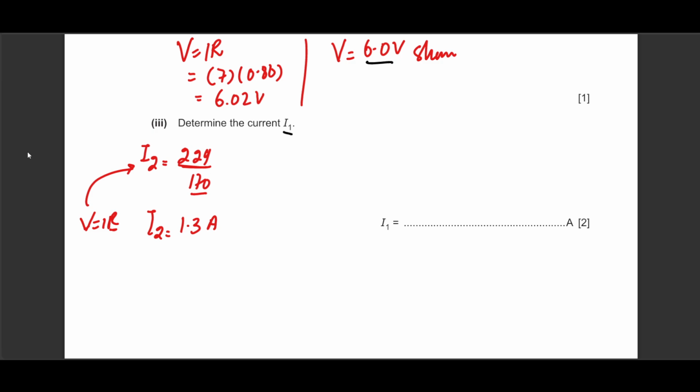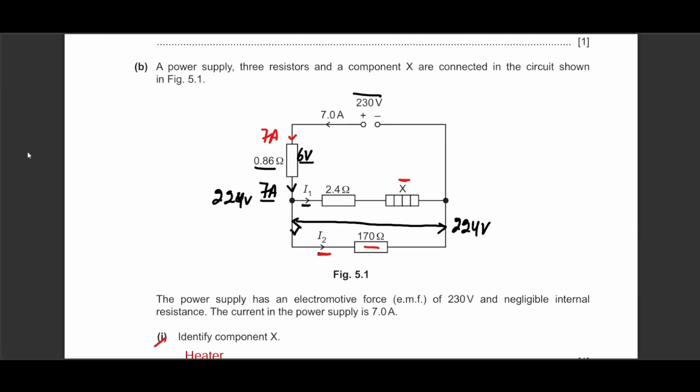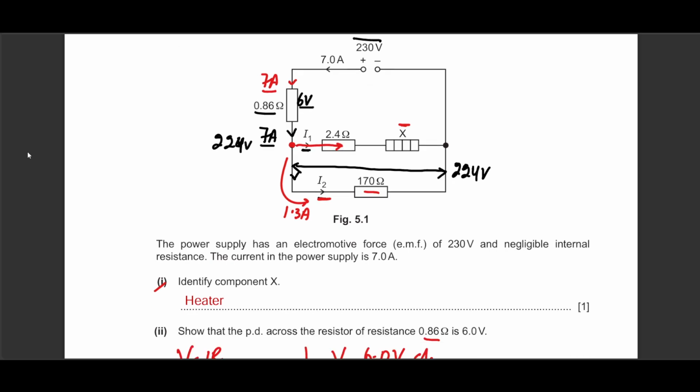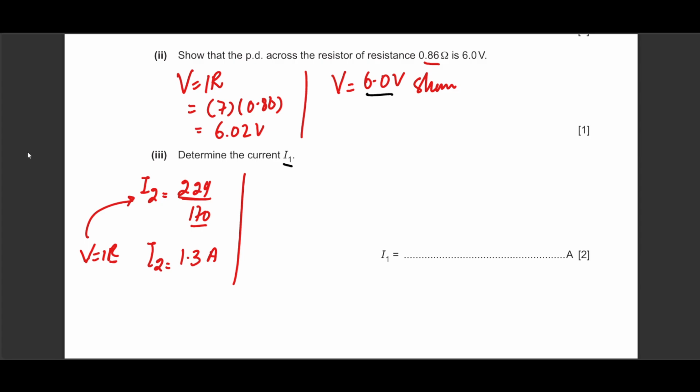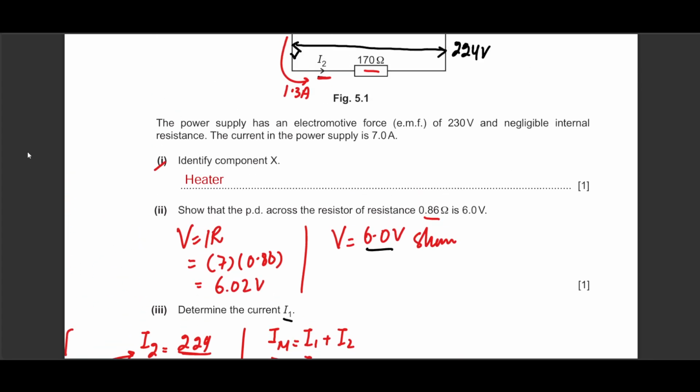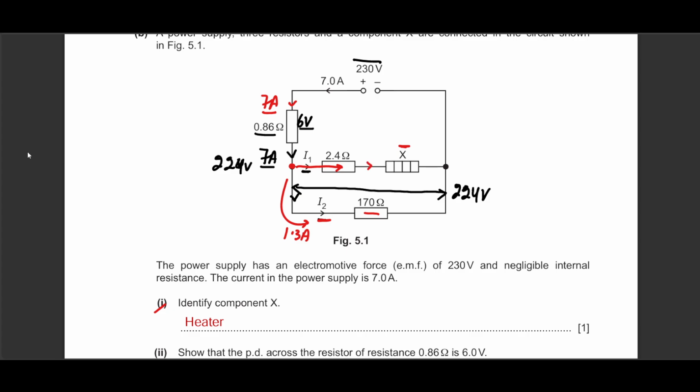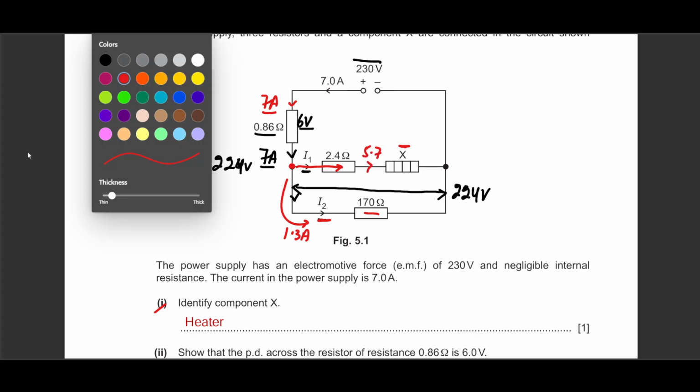Now, if 7 amperes is entering this junction and 1.3 goes to this branch, how much will be left to go to this branch? It is simple subtraction by Kirchhoff's current law. So I main, or the main current, is equal to I1 plus I2. The main current from the battery is 7 amperes. I1 we don't know. I2 is 1.3. So I1 would be equal to 7 minus 1.3, which becomes 5.7 amperes. So this branch is receiving 5.7 amperes.